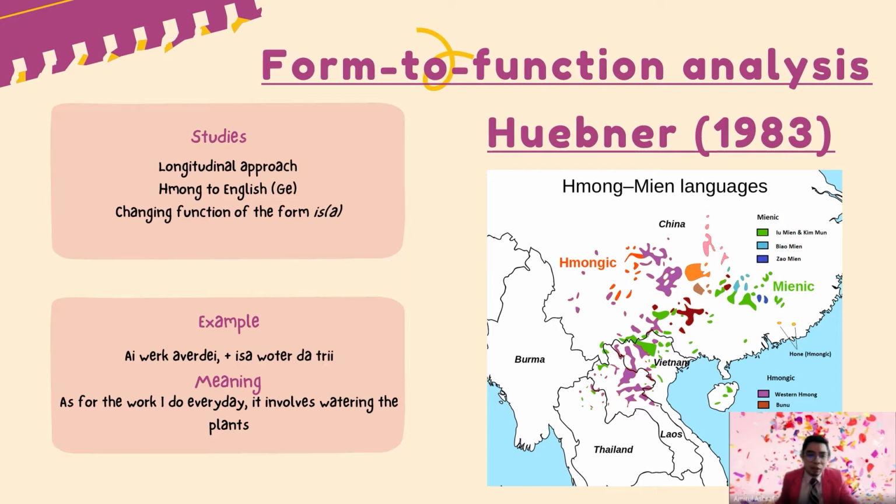So for example, we see the example from Guy. So, I work every day is a water datri. They translate it. So the true meaning is, as for the work I do every day, it involves watering the plant. So Wenner studied the changing function of the form is in Guy's interlanguage over time. This form serves initially as a general marker for topic-comment boundaries and developed over time into a copular verb be as in standard English. In the following example, that I said earlier, the Guy sentence, which is I work every day is a water datri.